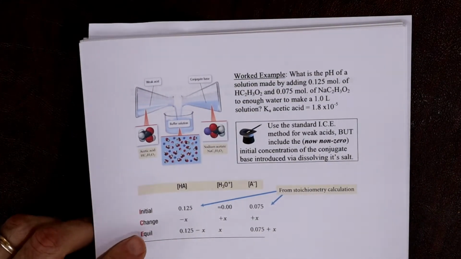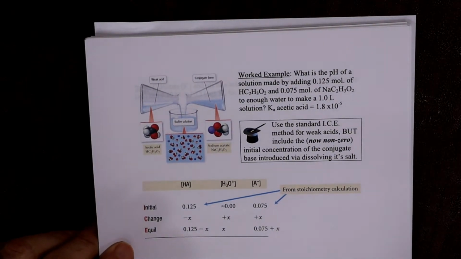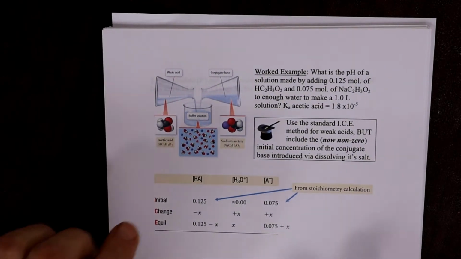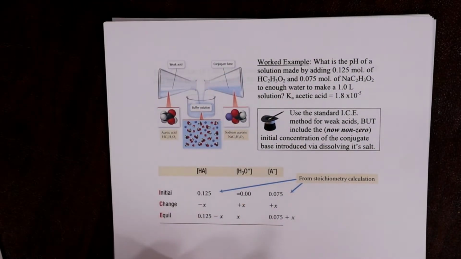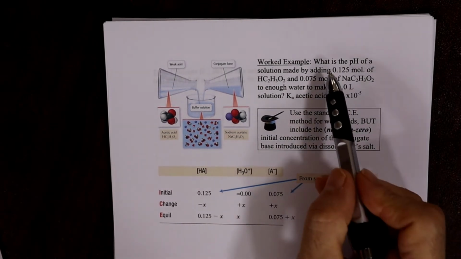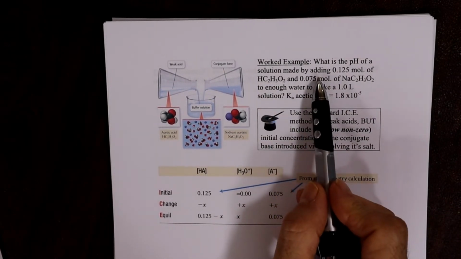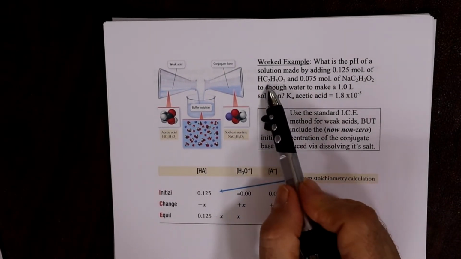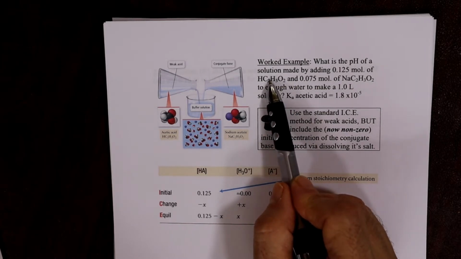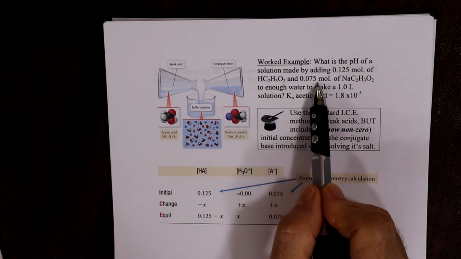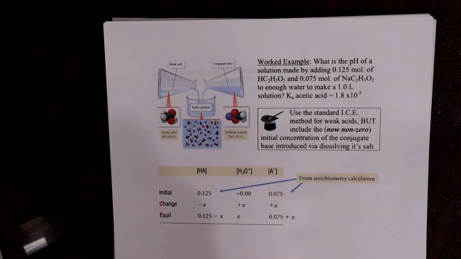So it's a common ion effect. It could as well be a buffer. I think of this as a practice kind of baby buffer if you want, or just a common ion effect. So what's the pH of a solution made by adding 0.25 moles of acetic acid to 0.75 moles of sodium acetate, with enough water to make a liter?